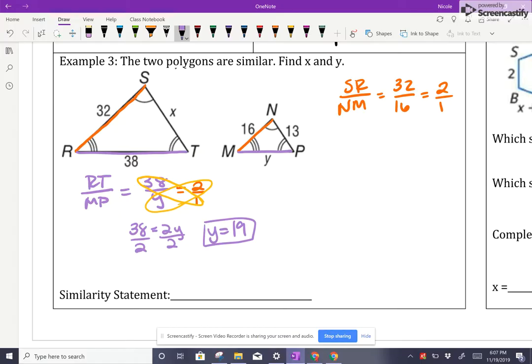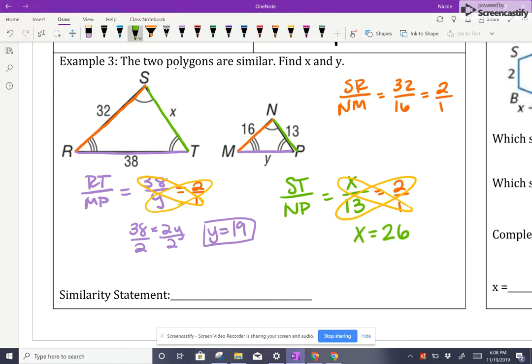We're going to do the same thing for ST to find x. ST belongs with MP, so ST over MP is x over 13. We're going to set this equal to 2 over 1, the big triangle over the small triangle, and then cross multiply. And x is going to be equal to 26.